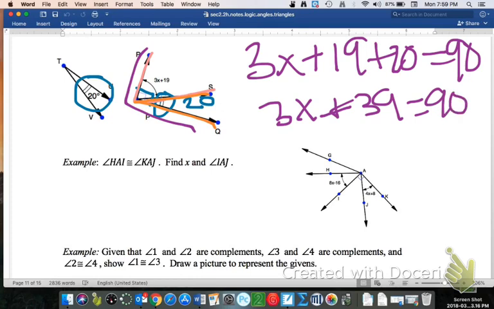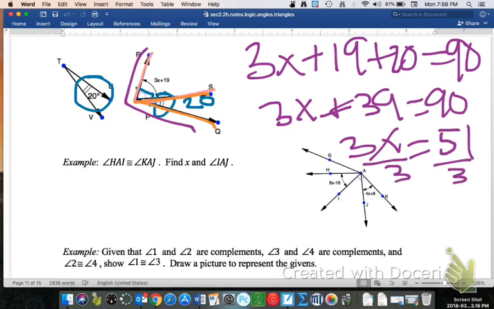Then I want to get the 3x by itself, so we're going to subtract 39. So if we do 90 minus 39, that gives us 51. Then I want to get the x by itself, so we're going to divide by 3. 3 goes into 5 once, we have 2 left over, 3 goes into 21 7 times, so our x is 17.